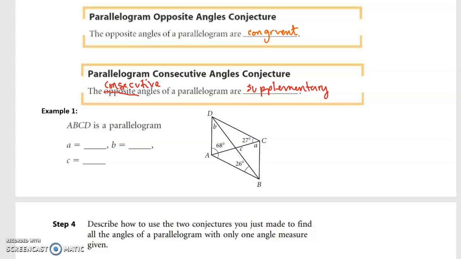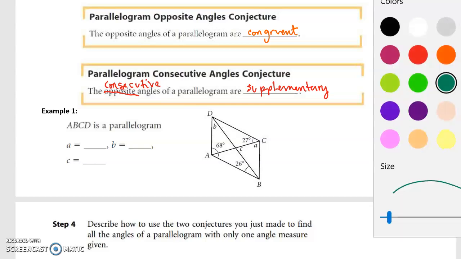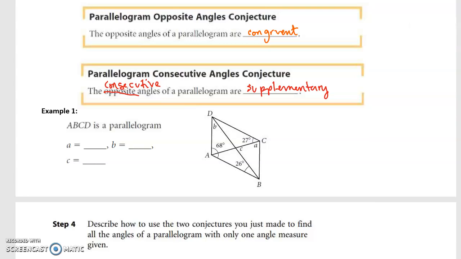Okay, so let's remember some of our conjectures. The parallelogram opposite angles conjecture says that the opposite angles are congruent. So for example, if we know this angle is 68 degrees, then this angle C must also be 68. Now part of angle C is 27, this part, and A is this piece. So that means 27 plus A must be equal to 68. If I solve that and subtract 27, I get A is 41 degrees.